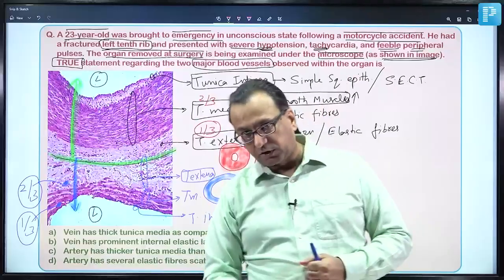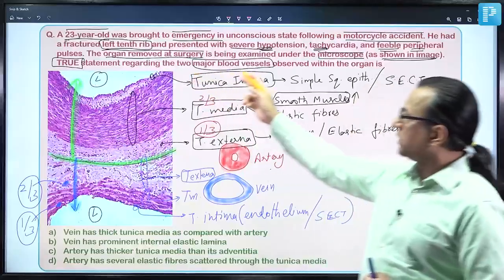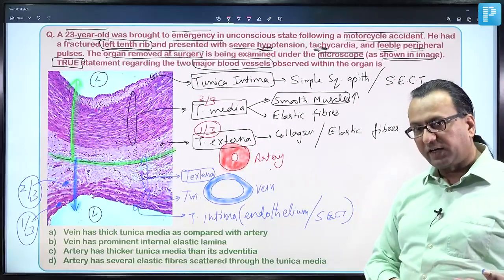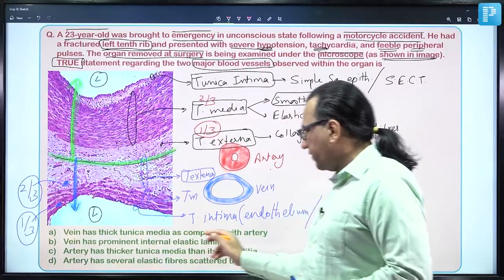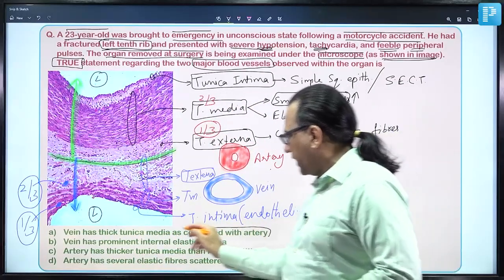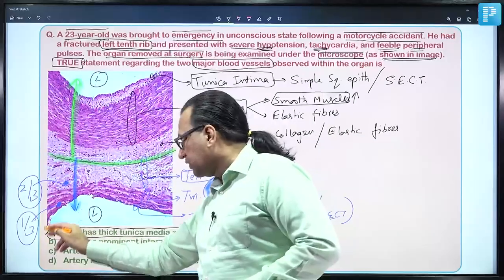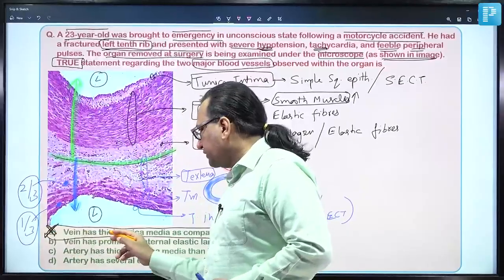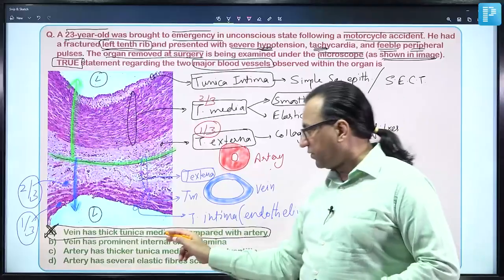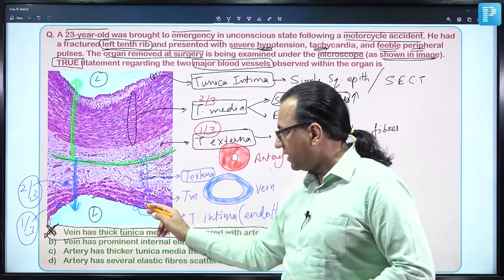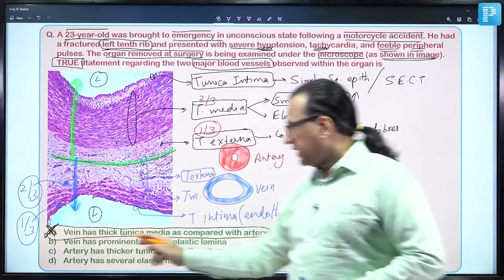Now, let us focus upon the choices. This question wanted us to know the true statement regarding the major blood vessels within the organ. The organ is spleen. Choice A: vein has thick tunica media compared with the artery. And what do you think about this statement? Actually, it is a wrong statement because we have just mentioned that in veins the tunica media is thin as compared with the artery. See, this is the tunica media of a vein, and that is the tunica media of an artery. So, obviously, choice A is a wrong statement.